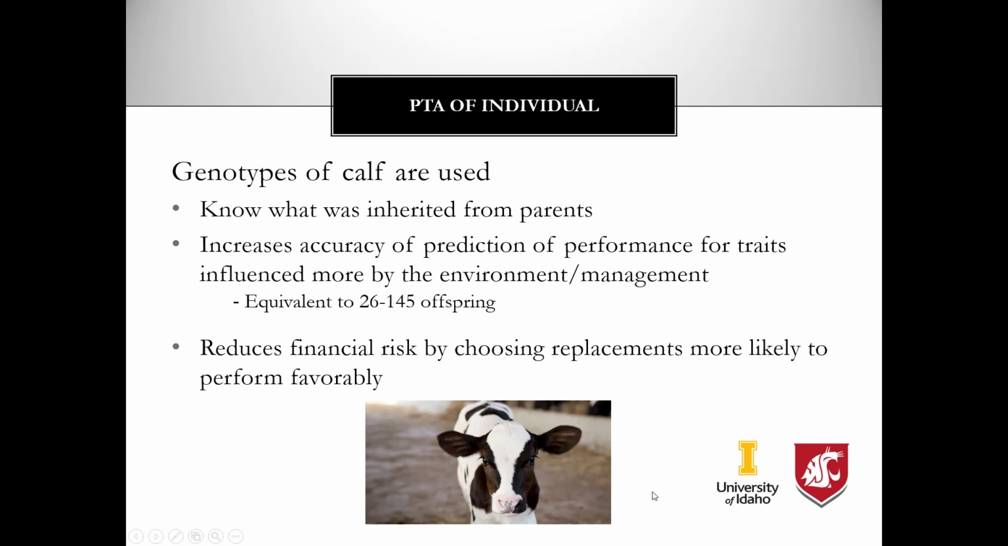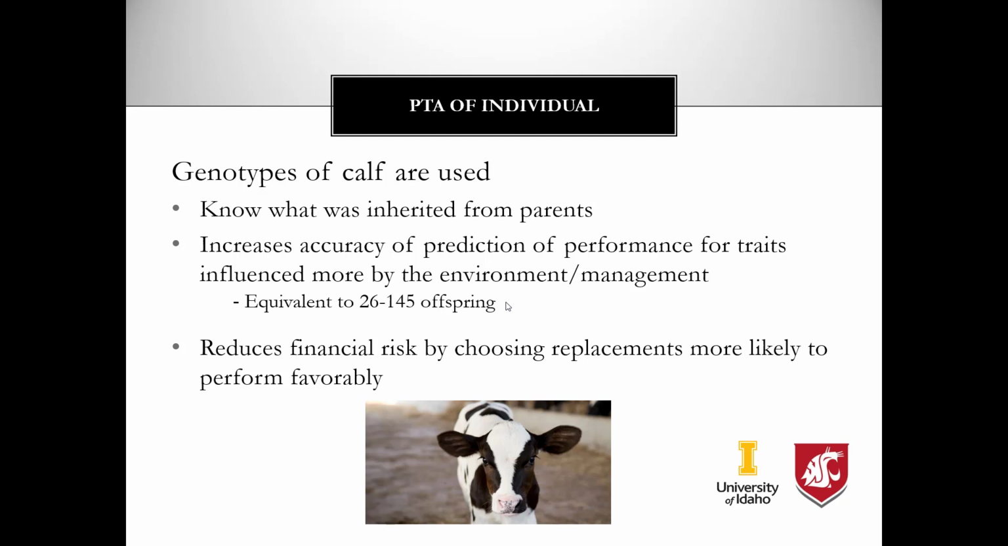The other way we can look for selection decisions is to look at the PTA, or predicted transmitting ability, of an individual. And so we actually use the genotypes of that animal to determine what we're going to predict their performance is going to be. And this is an advantage because we know more about what was actually inherited from the parents. This increases our accuracy of prediction, and it can make our prediction equivalent to having about 26 to almost 145 offspring from those individuals, because we're able to track the DNA segments that are actually going into the offspring.